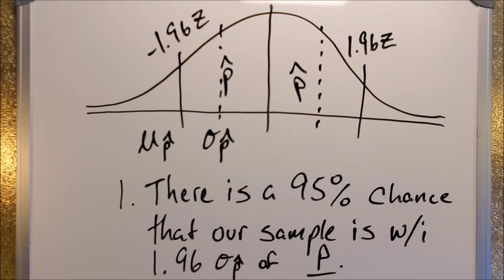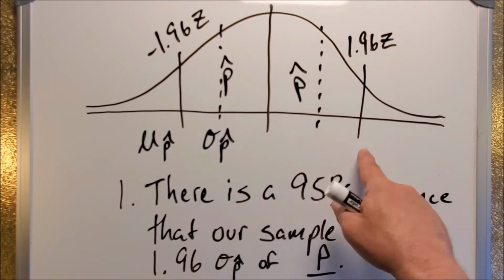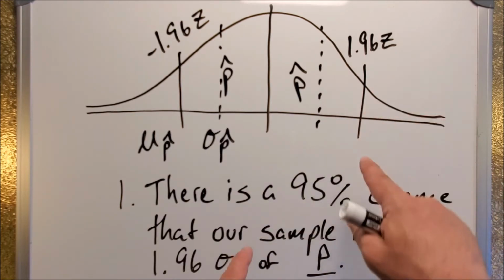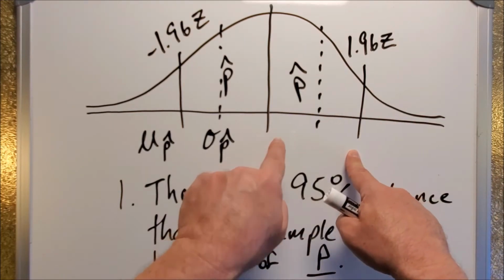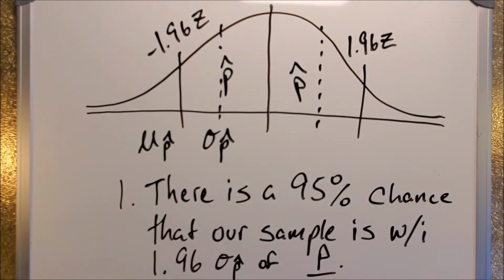So we're actually now able to convert that into a distance statement. There's a 95% chance that our sample, whatever it was, is within this distance, whatever 1.96 standard errors is, of the absolute truth. So we're already able to make a distance statement from the absolute truth with a confidence level. We'll go further.